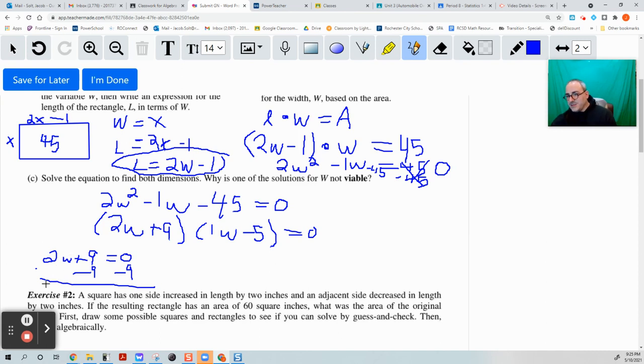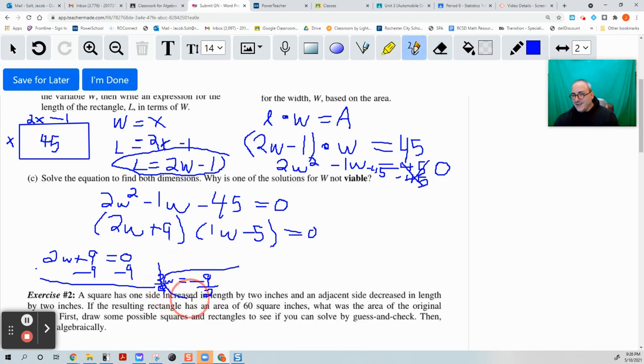I wish I had more space to demonstrate that. So I'm going to have negative 9, 2w. Don't make fun of my 9s. And then I'm going to divide by 2 to get rid of the w being multiplied by 2, which means I got to divide by 2 on this side. So w equals negative 9 over 2.